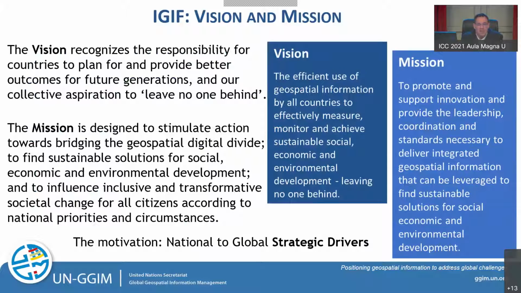The aspirational goals to get there: to bridge this geospatial digital divide, to find sustainable solutions for socio-economic and environmental development, to influence inclusive and transformative societal change for everyone, and according to national needs and national circumstances. Now, importantly, what I want to emphasize is that as I go through the strategy and the implementation guide, these are language and words and paragraphs that are available for countries to then use. So this vision and mission is a vision and mission of the IGIF itself. But then countries can choose to take that vision and mission, just as they can with other elements of the strategy, and refine and define them for their own countries. And Tio will give you an example of that for Mongolia, where they've literally picked up the vision and the mission and articulated it to their national needs.